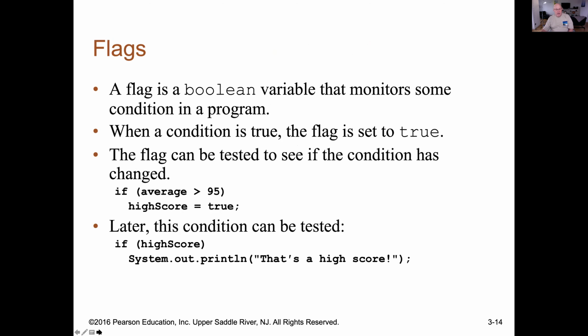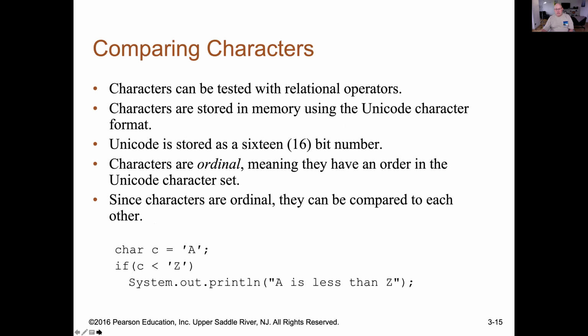Flags. A flag is a Boolean variable that monitors some condition in a program. This talks a little bit about comparing characters. Characters are tested with relational operators. Unicode is stored as a 16-bit number. Since characters are ordinal, then they can be compared to each other.